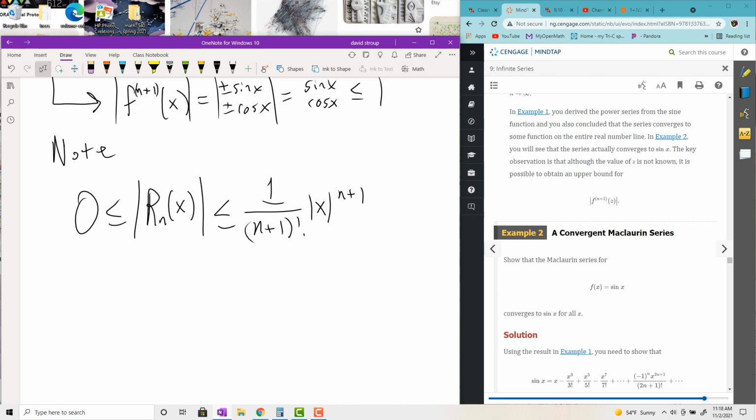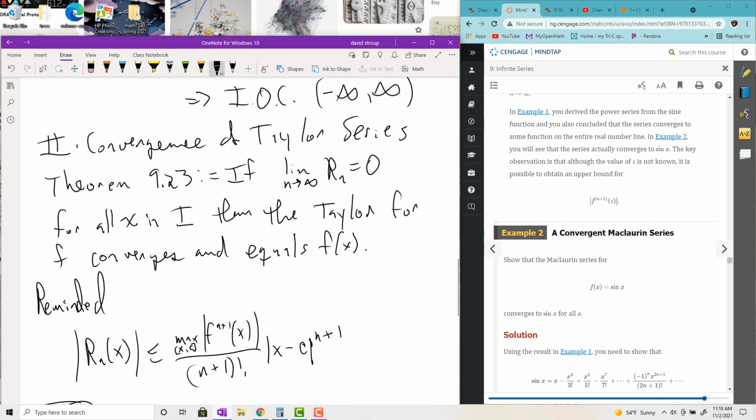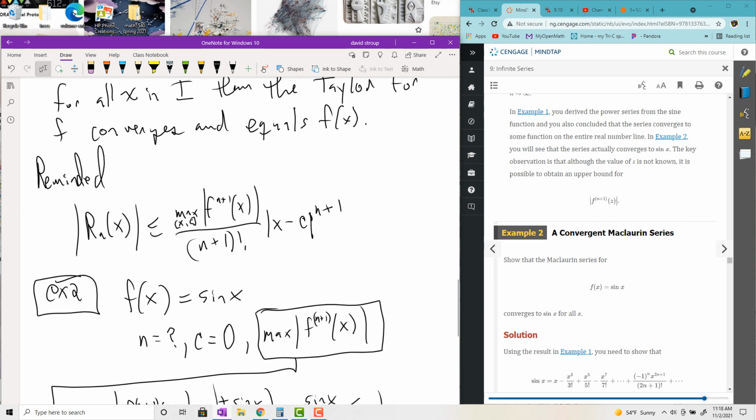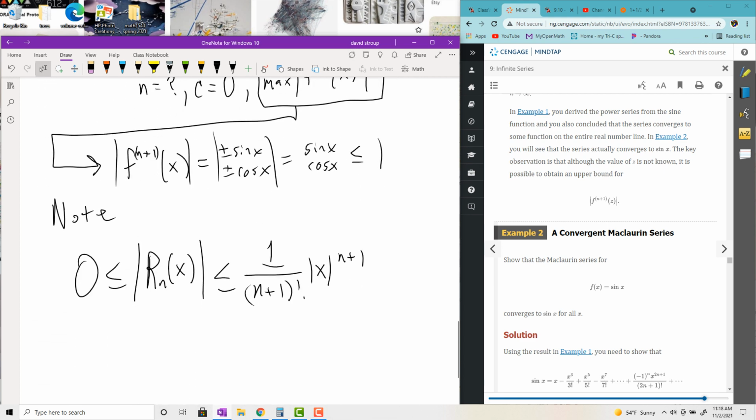Okay. Then what you want to do is show that the limit of R sub n is equal to 0. That will prove that the Maclaurin series is equal to the function. So what you do is kind of a squeeze theorem. You take the limit as n goes to infinity of 0. So the limit as n goes to infinity of 0, of course, is 0.